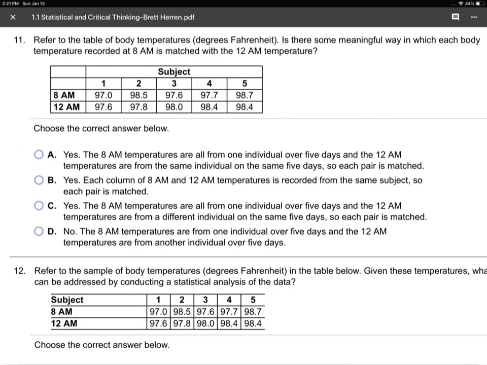Let's move on. Number 11. Refer to the table of body temperatures. Is there a meaningful way in which each body temperature recorded at 8 a.m. is matched with the 12 a.m. temperature?